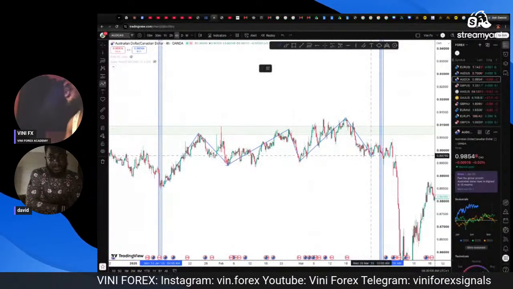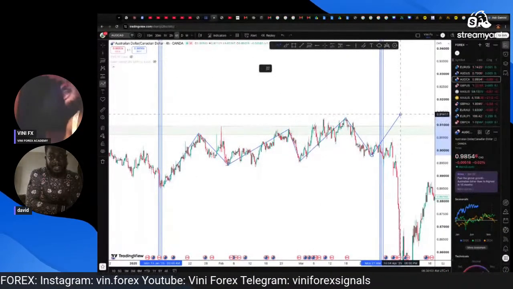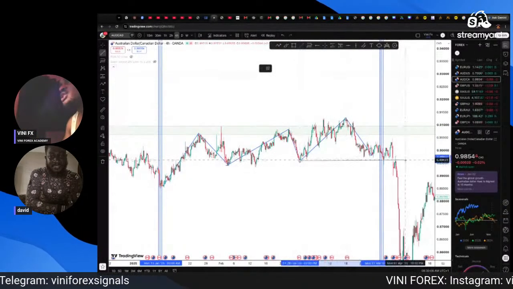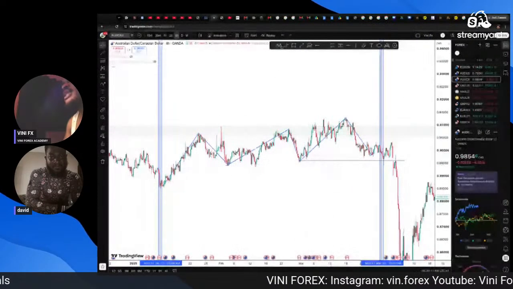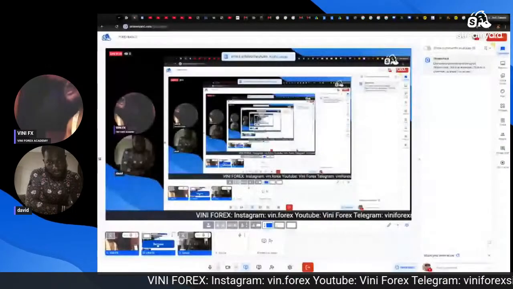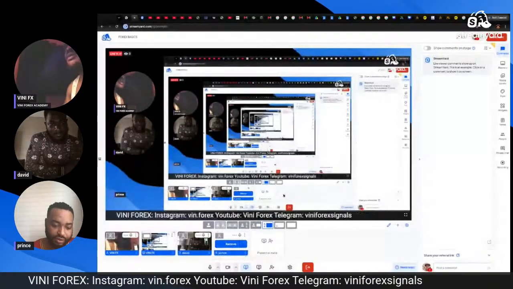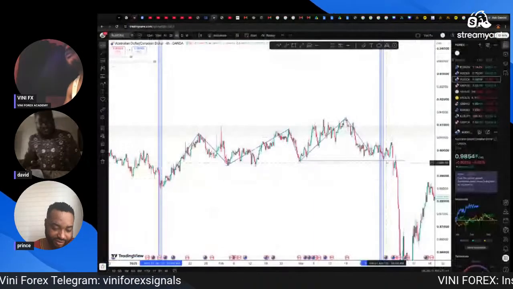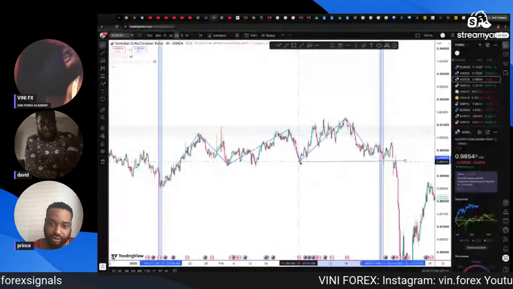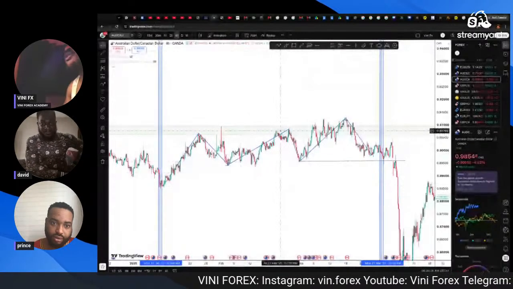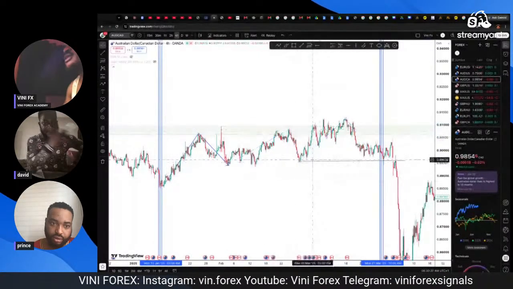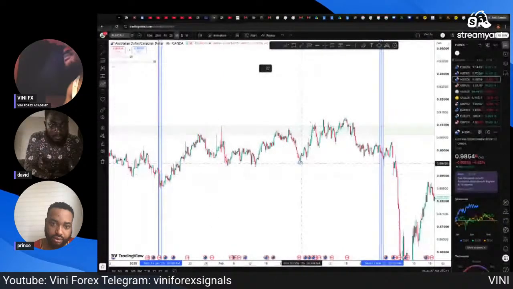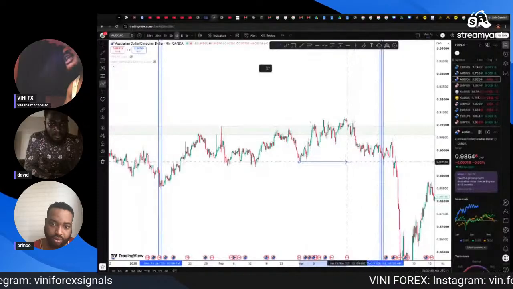But the market did not come to give you another higher high again. Rather, it went down to the level of the last higher low. This was the level of the last higher low. Here is the level. From this point to this point, this is the level of the last higher low.